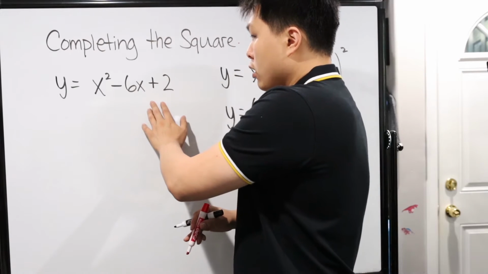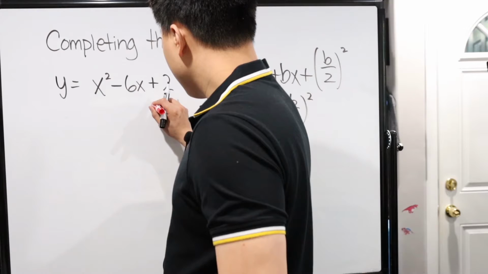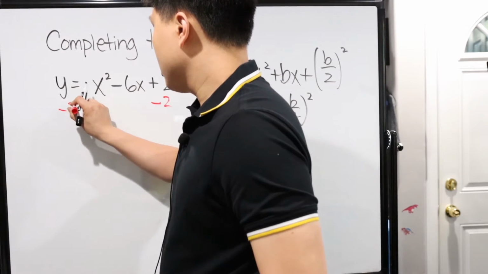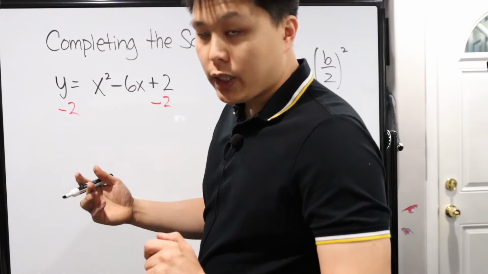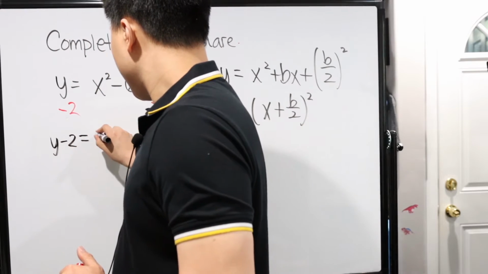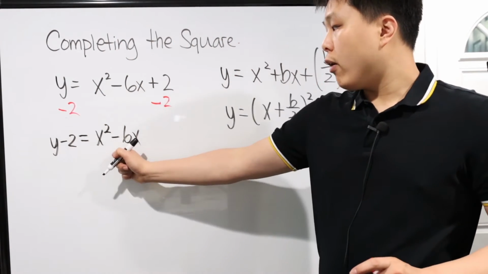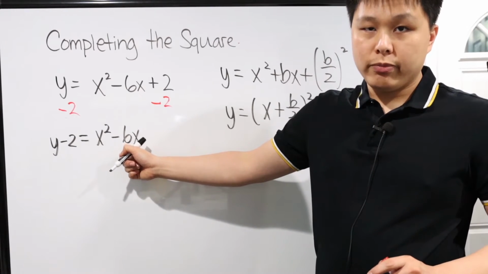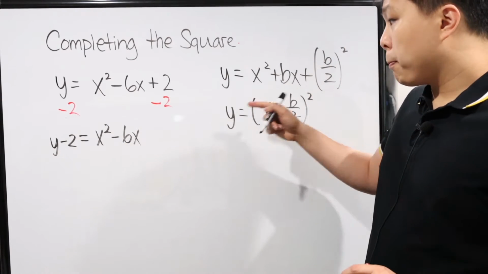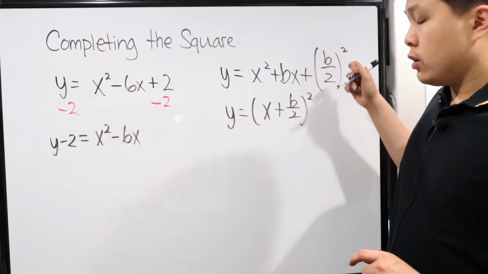So I'm going to start off with getting rid of the 2, and I'm going to show you why. First, in order to get rid of the 2, I'm going to subtract 2 on both sides, right? What you do to one side, you must do to the other. Y minus 2 equals x squared minus 6x. The reason for that is because now I can see clearly our b, right? Well, if I want to complete the square, I need to have a (b over 2) squared.